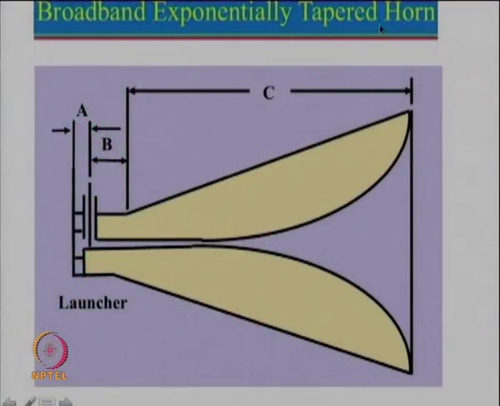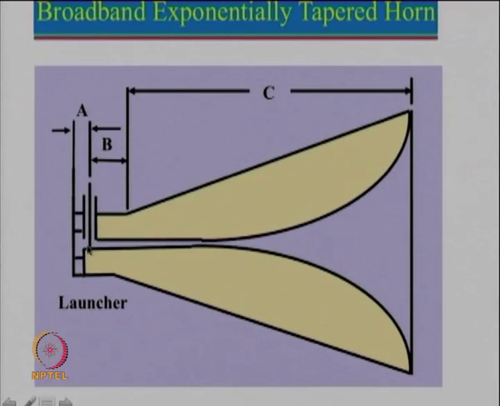Now we'll look into the next configuration, which is the broadband horn antenna. What is the principle behind getting a broad bandwidth? Let's see over here. What you see here is the normal horn. This is a pyramidal horn, and in this particular dimension you can see that this whole thing is metal and that is exponentially tapered.